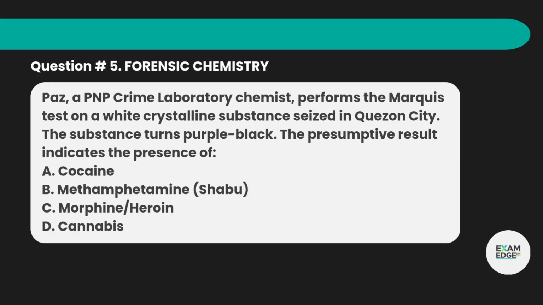Question number 5. Forensic chemistry. A PNP crime laboratory chemist performs the Marquis test on a white crystalline substance seized in Quezon City. The substance turns purple-black. The presumptive result indicates the presence of A. Cocaine. B. Methamphetamine, shabu. C. Morphine, heroin. D. Cannabis.